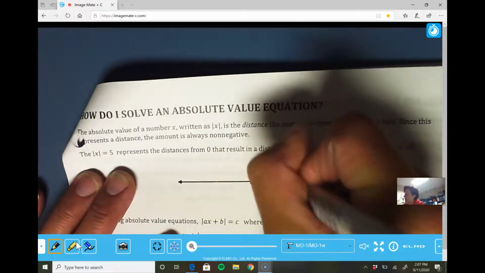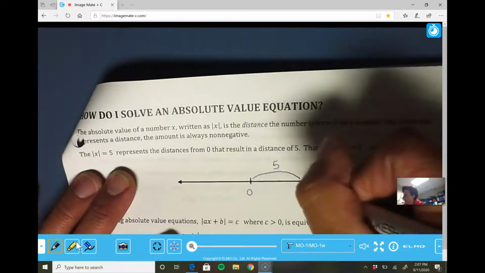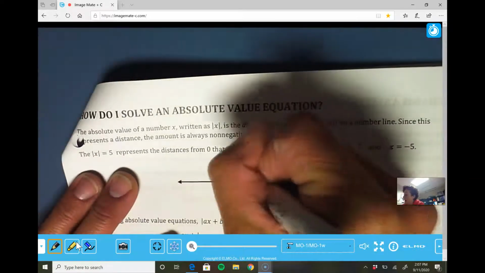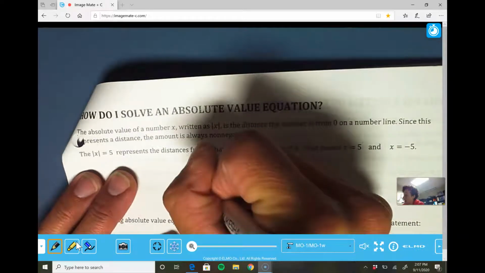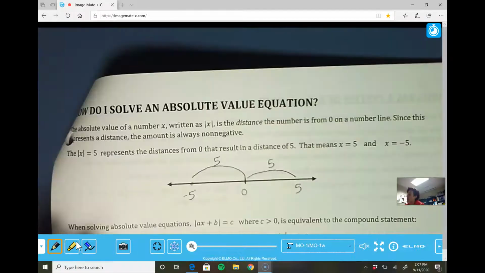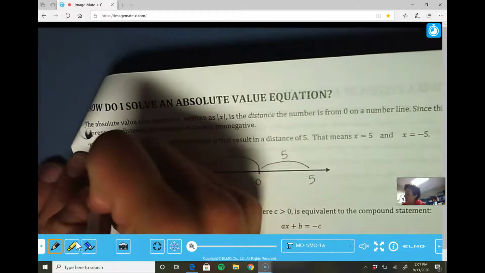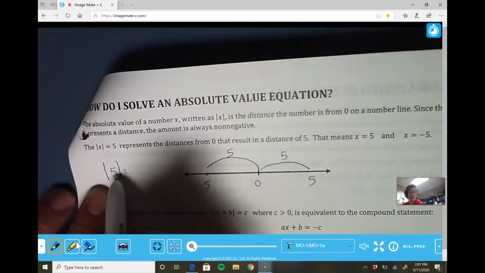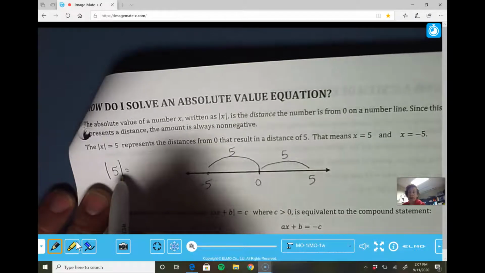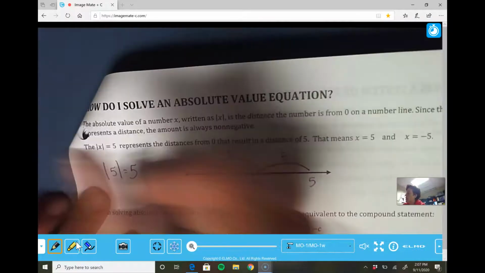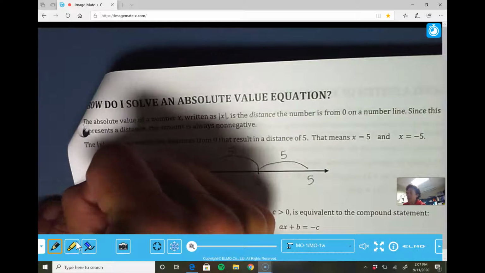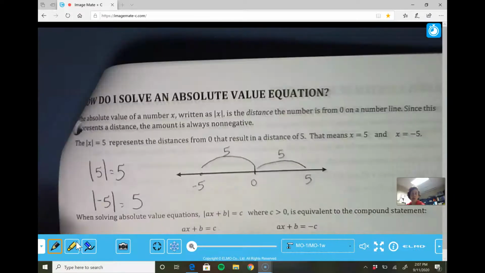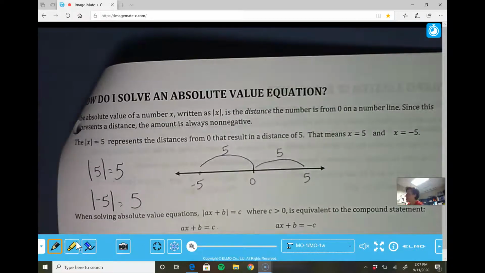well, if I go 5 this way, then I'm at 5. But I can go a distance of 5 in the opposite direction, and then I'm at -5. So the idea is if I take the absolute value of 5, I'm actually just saying how far is this number from 0 on the number line, and it's 5 units. Or I could ask the same, how far is -5 from 0 on the number line, and it's also 5 units. It just happens to be to the left versus to the right.